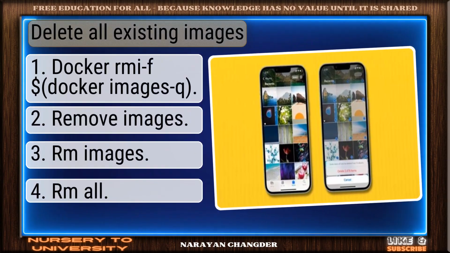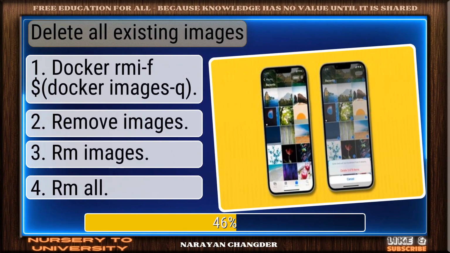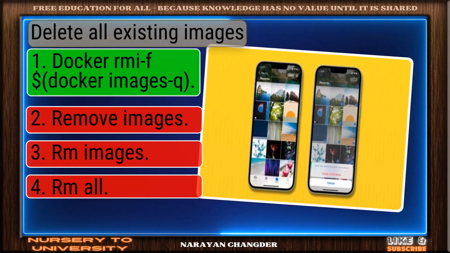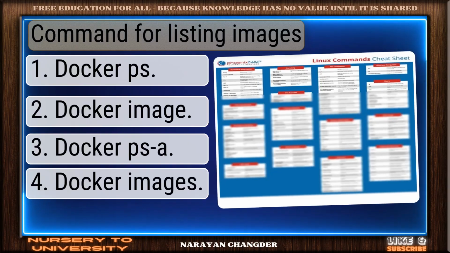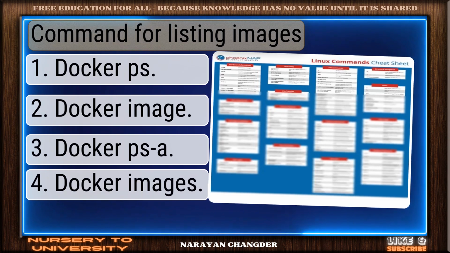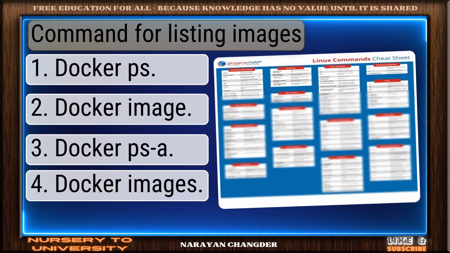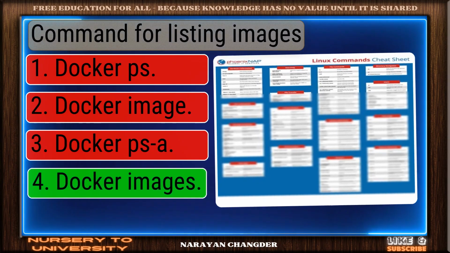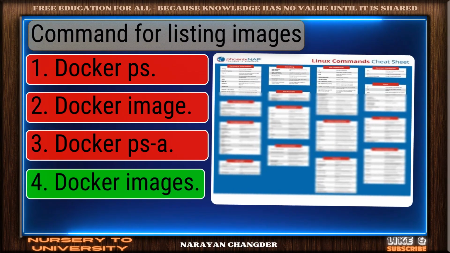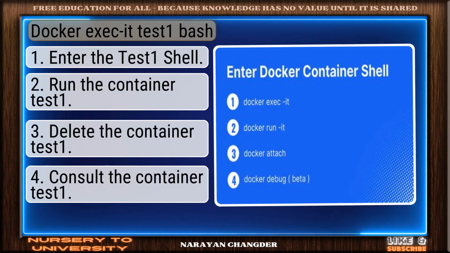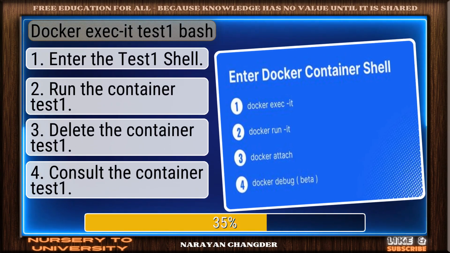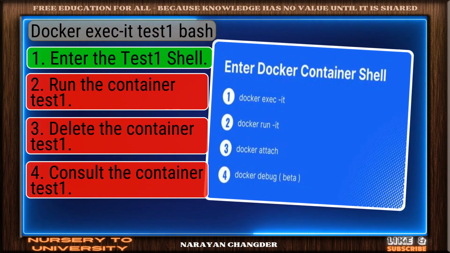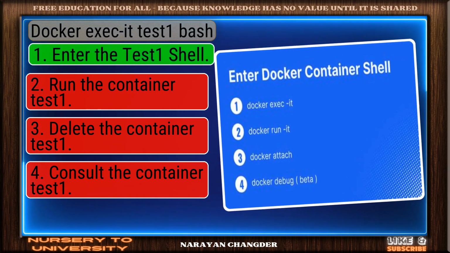Question number 57. Delete all existing images. Exactly. Docker rmi -f makes sense, and it is the right choice. Question number 58. Command for listing images. Smart move. Docker images is an accurate answer. Question number 59. Docker exec test1 bash. Clear logic. Your choice, enter the test1 shell, is sound and 100% true.